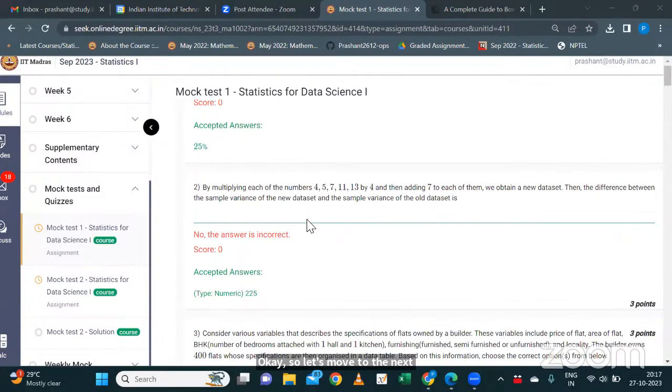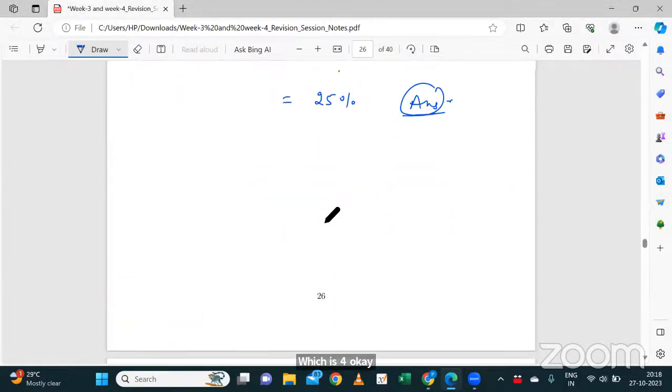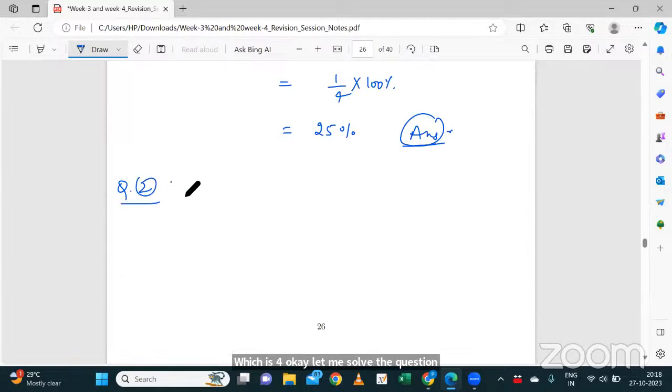Let me read out the question. The question says: by multiplying each of the numbers 4, 5, 7, 11, 13 by 4, and then adding 7 to each of them, we obtain a new data set. Then find the difference between the sample variance of the new data set and the sample variance of the old data set. It's a great one. So here we have to use the property: first of all, we multiply by a constant, which is 4. Let me solve question number 2. Now suppose I have the old data set x1, x2 up to, say, xn.